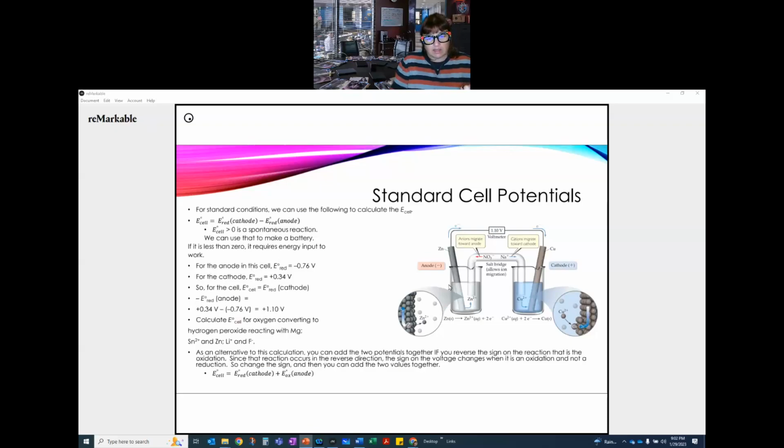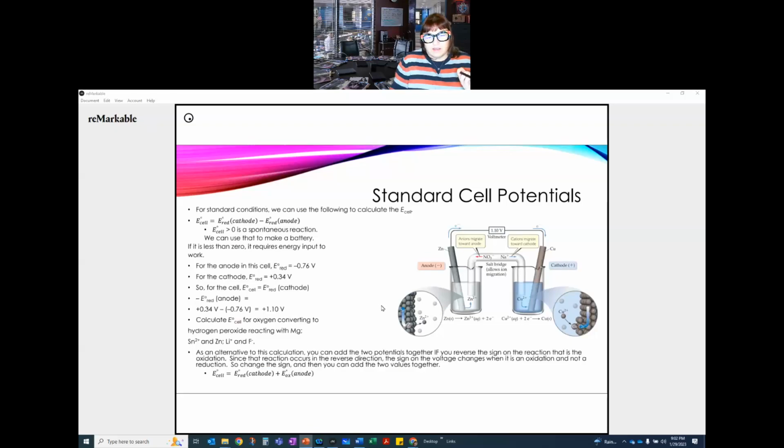For the anode in this cell, as it's written, E naught reduction is negative 0.76. For the cathode, E naught reduction equals 0.34. And so if we wanted to calculate the E naught for the cell, E naught cell equals E naught reduction for the cathode minus the E naught reduction for the anode. So the reduction for the cathode, the 0.34 volts, minus the negative 0.76 volts. We find that that comes out to 1.10 volts, which is positive, so this is a spontaneous reaction. Awesome.